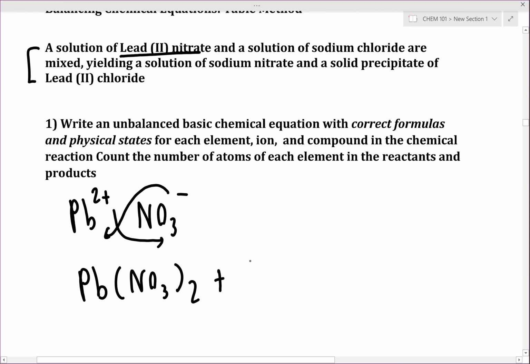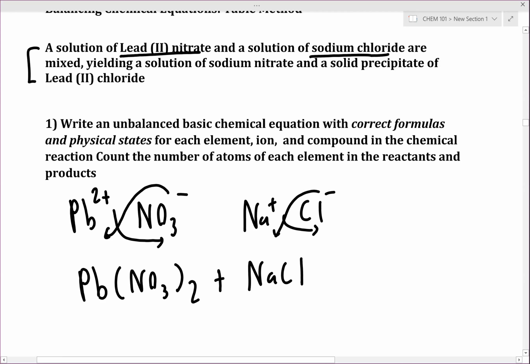Okay, sodium chloride, we know we have Na+ and Cl-. We cross our charges and we get NaCl. Perfect. Sodium nitrate. So what 2 ions do we have in sodium nitrate? Yep, Na+ and nitrate, which is NO3-. We cross our charges, and that gives us NaNO3.